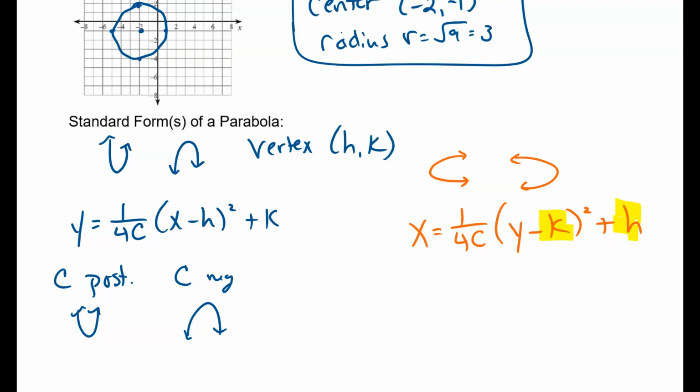Someone goes, well, how do I know which form to use? Remember, whatever term is being squared, that's the one that goes on the right. So if y is being squared, you know you open left or right. If x is being squared, you know you're going to open up or down. Just remember, if I have a positive C, I'm going to be going to the right. If I have a negative C, I will be opening to the left. So be very careful when you are working with these.